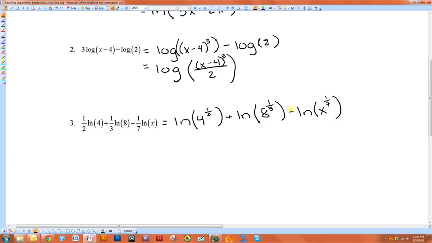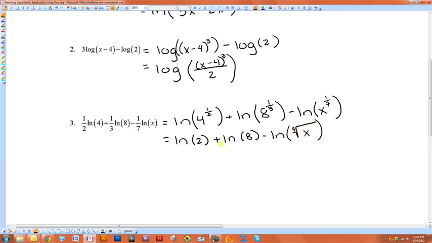Well, whenever you have a fractional exponent like this, it just represents a root. So 4 to the 1/2 is the same thing as the square root of 4, so this is just the natural log of 2. This is the same thing as the cube root of 8, so it's just the natural log of 2. And I'm going to go ahead and write this with a 7th root of x.